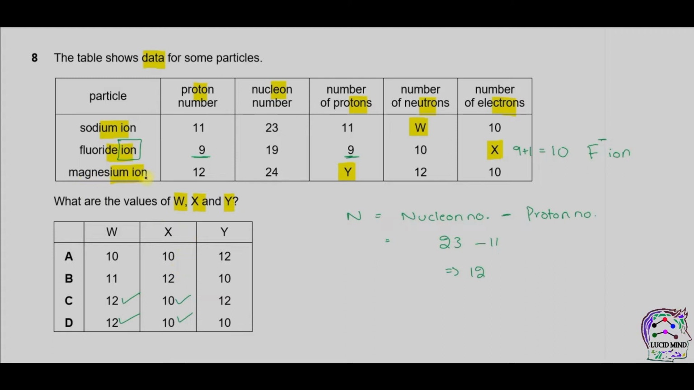Third part is magnesium ion. Magnesium belongs to second group of the periodic table. Let's look into this one. We have 12 proton number, so therefore it means that the number of protons is 12. So Y is 12. Correct answer is therefore C.